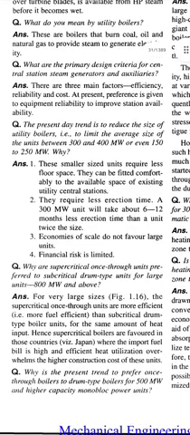Question. The present day trend is to reduce the size of utility boilers, meaning to limit the average size of the units between 300 and 400 megawatt or even 150 to 250 megawatt. Why?